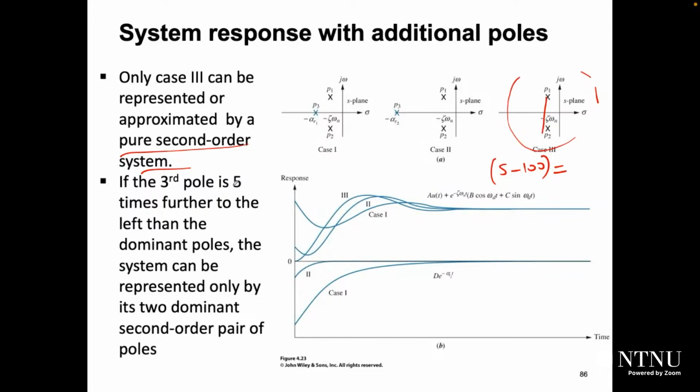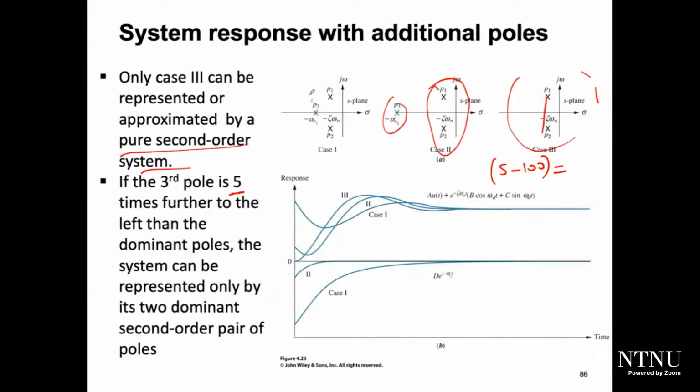If the third pole is 5 times further to the left than the dominant poles, the system can be represented only by its two dominant second order pair of poles. If the distance is more than 5 times, we can just ignore it and represent the system by a second order system, right? We just ignore it. If it's more than 5 times further to the left than the dominant poles, we can claim that the system can be represented by its two dominant second order pair of poles.